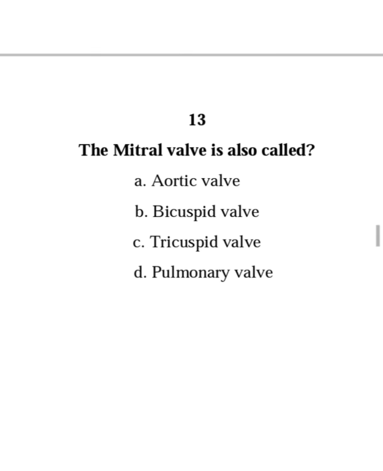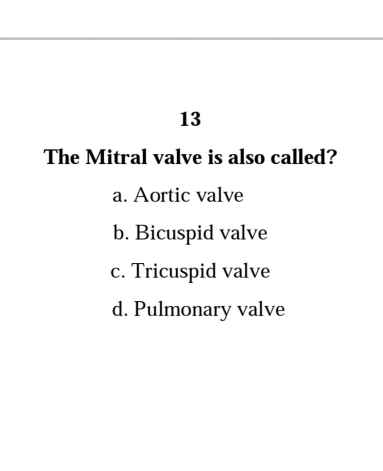13. The mitral valve is also called aortic valve, bicuspid valve, tricuspid valve, pulmonary valve. The correct answer is B. So the mitral valve is also called the bicuspid valve.